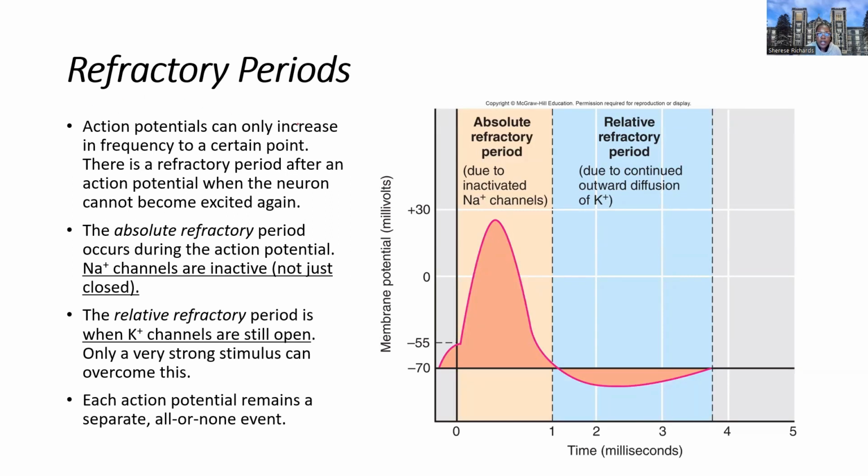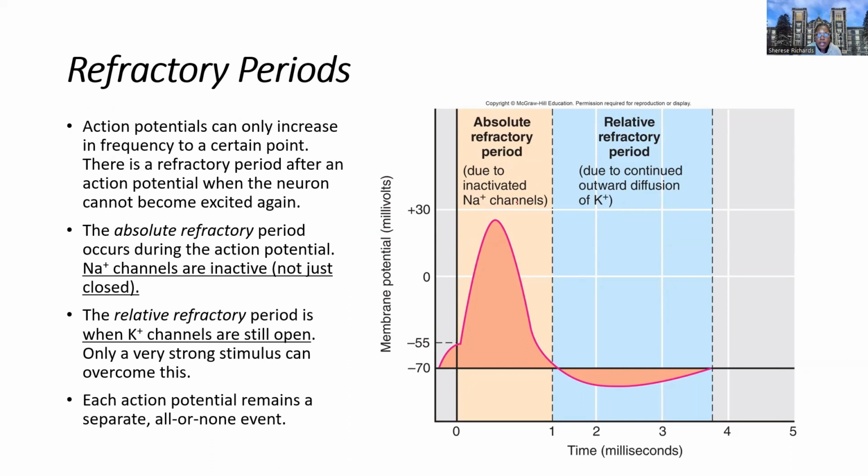So the action potential can only increase in frequency to a certain point. So while this is the way that we can increase a signal or a stimulus, there's a certain point where we can no longer increase the speed of the action potential because of the refractory periods, where the neuron cannot be excited immediately following one action potential.